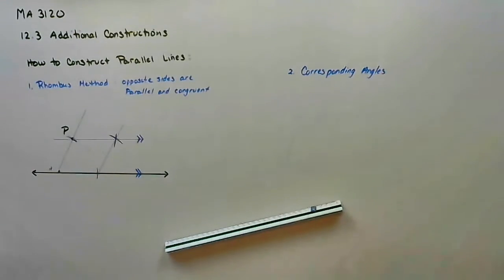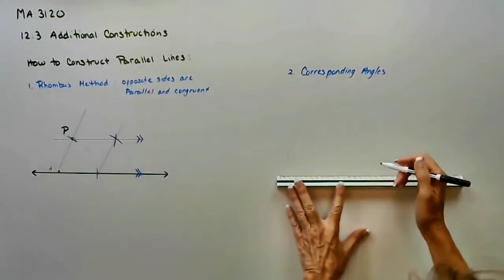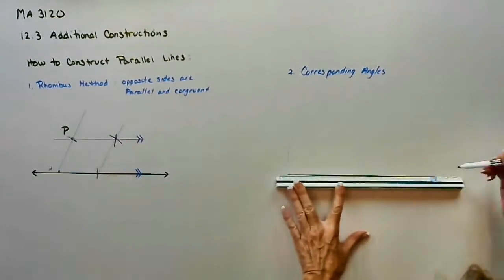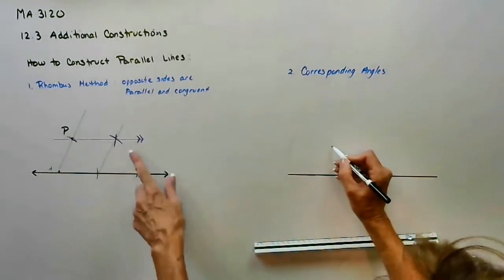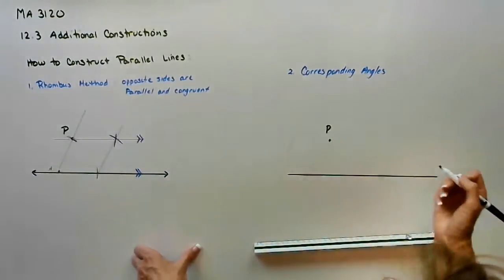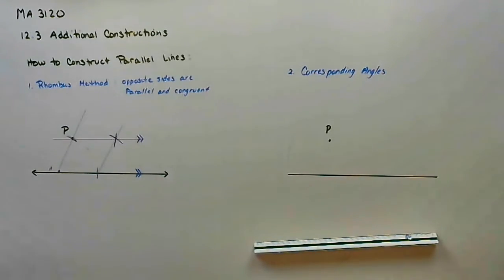So let's start with our given line again. And we'll start with our given point again. I'm going to try to make them about the same. So it looks like it's about right here. But this time, I'm going to construct corresponding angles. Okay? Because if 2 corresponding angles are congruent, then the lines are parallel. So in this case, I want to copy an angle. I want to construct an angle. So first thing I have to do is I have to have an angle.